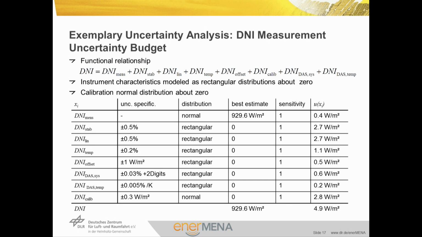Each uncertainty is associated with a best estimate and a standard uncertainty stated in column 4 and 6. In accordance with the functional relationship, all best estimates, except that of the type A evaluation, are set to 0. As a consequence of the simple functional relationship, the sensitivities of all contributing effects equal 1, and the standard uncertainties are calculated using the specified uncertainty and the distribution. The combined standard uncertainty calculated from these values amounts to about 5 watts per square meter.